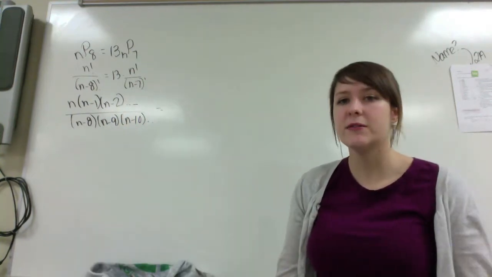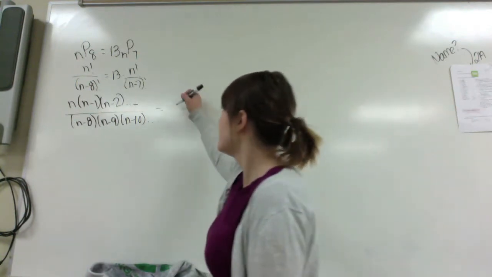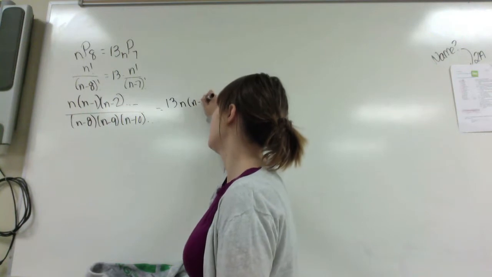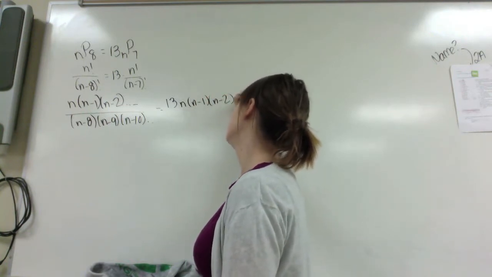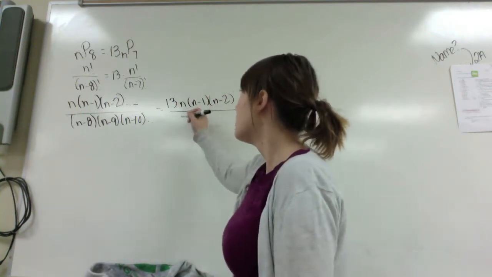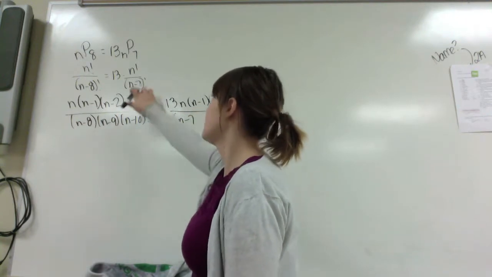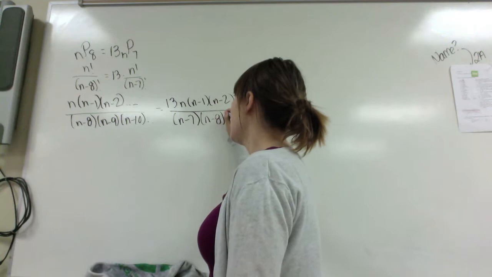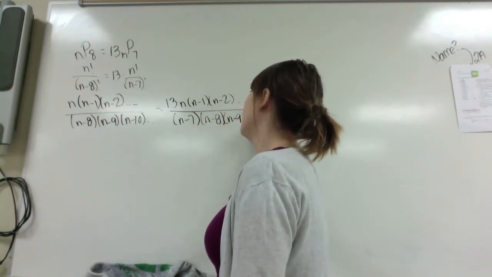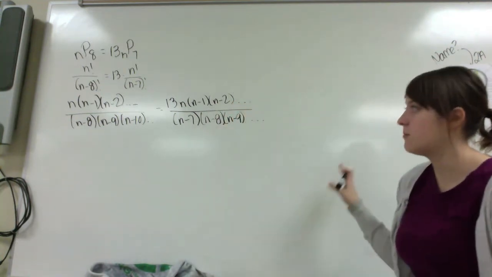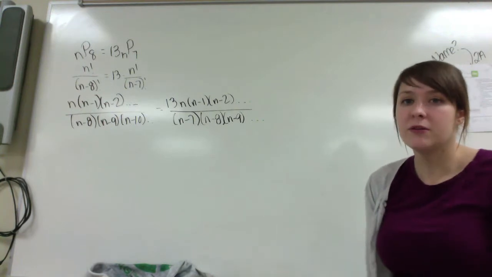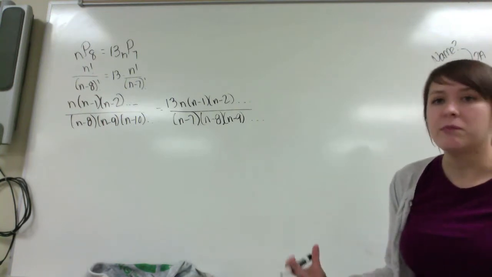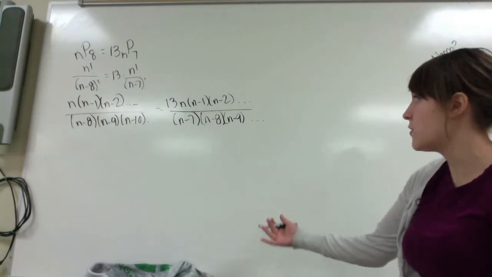Alright, so now we can do the same thing on the other side. I've got 13 times n minus 1 times n minus 2, etc., over n minus 7. I'm going to start with n minus 7 here, and then I've got n minus 8, n minus 9, and I'm just going to keep going. Now you can actually start canceling some stuff out, and maybe you don't notice that, but let me show you why.